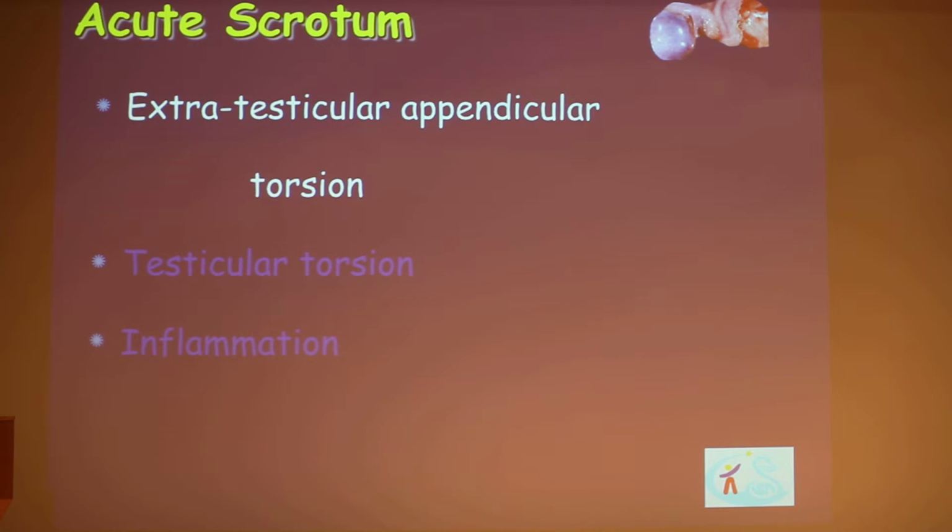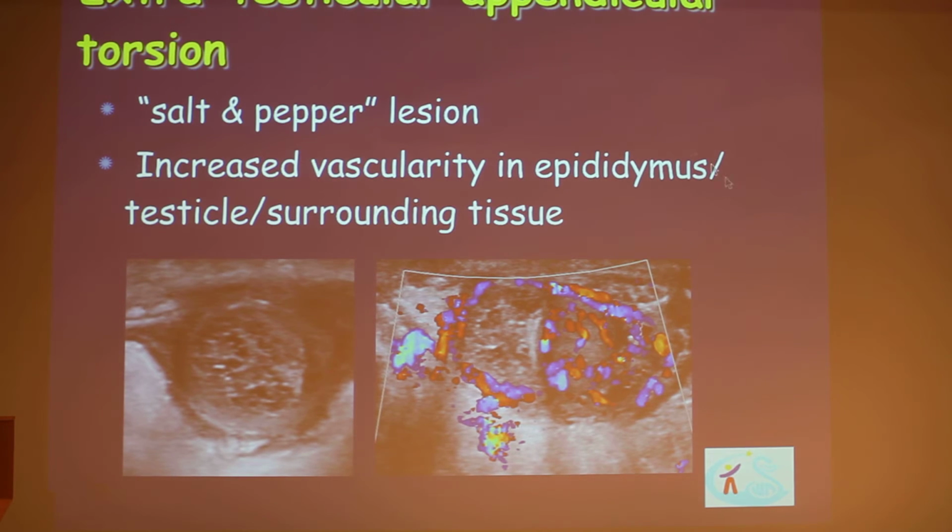Extratesticular appendicular torsion. The clinical finding for this is the blue dot sign, but you can't trust the blue dot sign, and ultrasound is much more sensitive. What we find basically in appendicular torsion is a salt and pepper lesion, which is this. It can be either the testicular appendix or the epididymal appendix, and it will be surrounded by increased vascularity in the epididymis and the testicle and the surrounding tissue. So again, make sure you get your Doppler settings right so you don't miss this finding, and it is not an abscess.